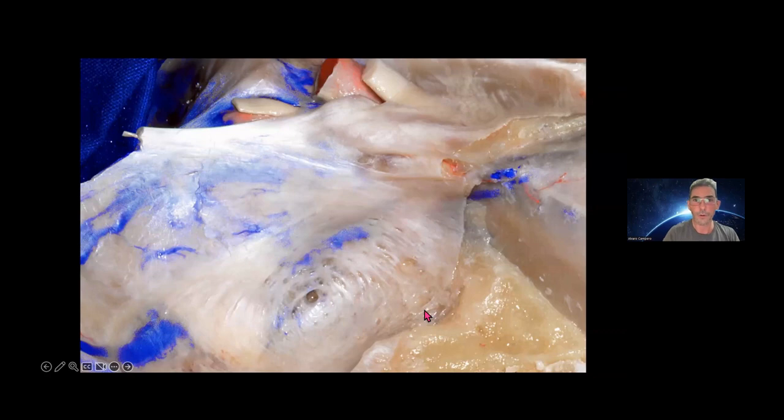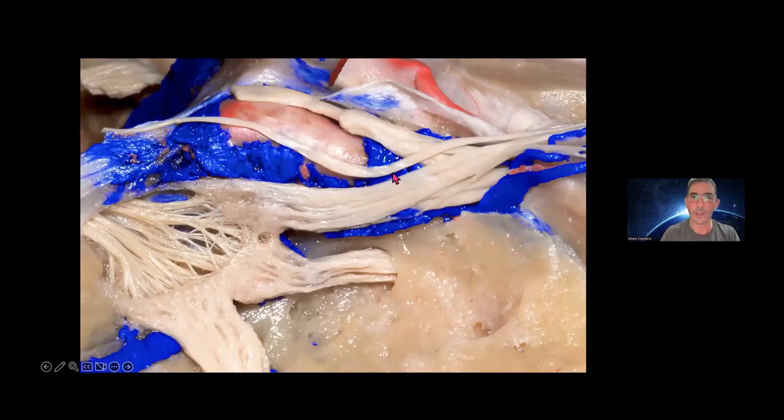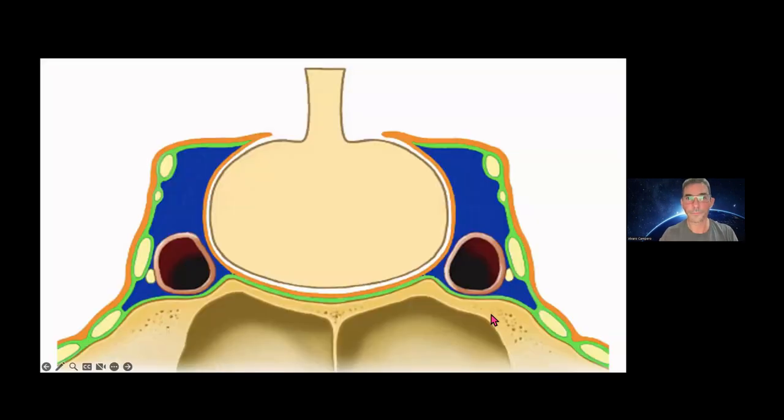But we can remove it and we can see the inner layer. This is a very thin layer: third, fourth, B1, B2, and so on. So we can see them, but if we want to have a picture of the cavernous sinus, we have to remove this inner layer, and we can see very well the nerves, third, fourth, and trigeminal nerve.